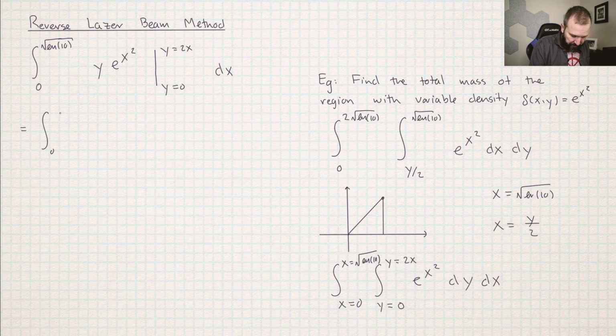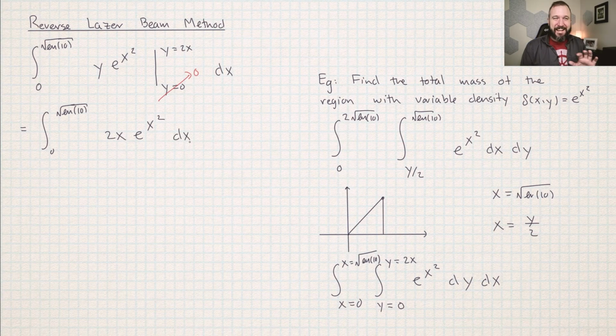So I'm still going to have this integral out front from 0 to the square root of the natural log of 10. Now, when you plug in 0, it's just going to go away. And then when you plug in 2x, you're going to get 2x e to the x squared dx. And now you can see the stupid smile on my face and the magic that happened in this problem. Now we can solve this with a simple u sub, right? I mean, if u is equal to x squared, then du is 2x dx.